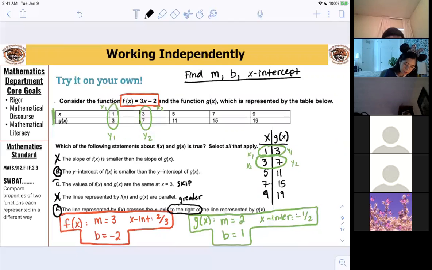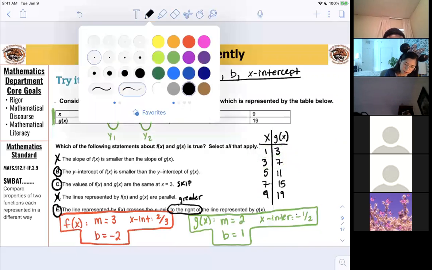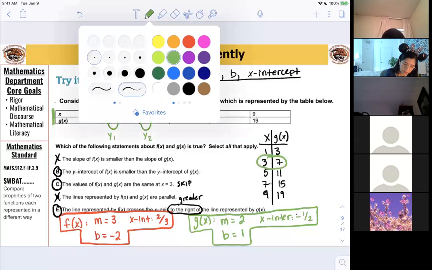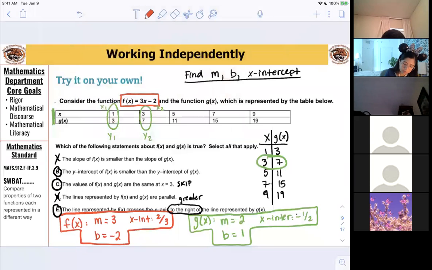Okay. C was also true, and you know that because when x is 3 in my table, y is 7 for g of x. And in my equation, if you plug in 3, you get 7 also. So you get the same answer. G of x is the same thing as y, just written differently.